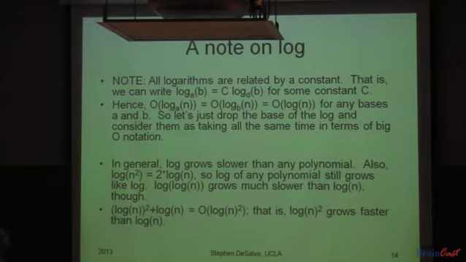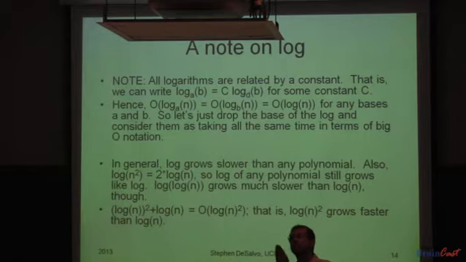Note, all logarithms are related by a constant. This is the change of base formula from high school or some other similar form. You don't really even need to know the exact form. What I do care about is that if I want to take a log in this base and convert it to a log in another base, I multiply by a constant. But what does big O do to constants? It just throws them away. So essentially, all logarithms behave the same in this big O analysis.